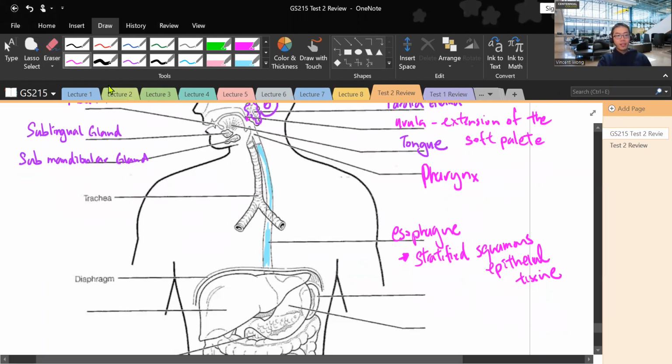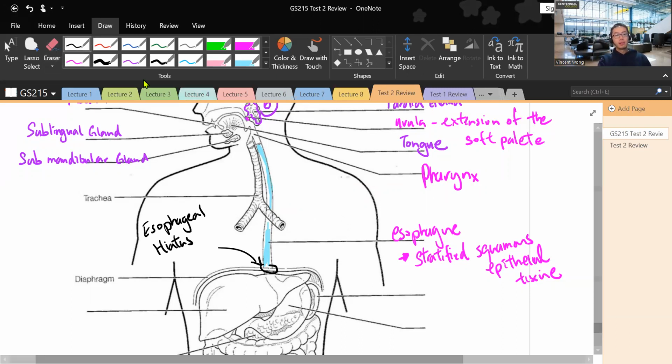This is the diaphragm, and there's a hole in the diaphragm right here that allows the esophagus to go through. That is called the esophageal hiatus. It's the hole in the diaphragm that lets the esophagus pass through, and other things need to pass through as well, like your aorta, for example. Oh, just notice I spelled palate wrong. Sorry, with the A there.